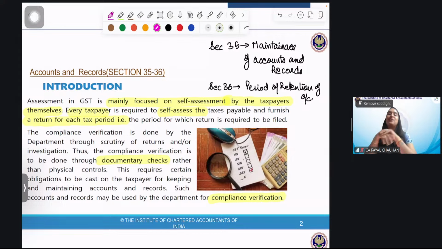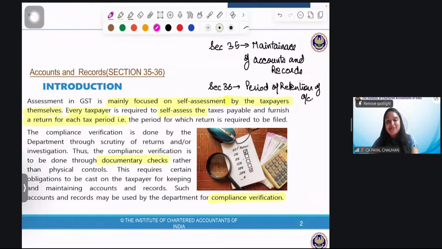Perfect. My next question is, maintenance of accounts and records comes under compliance mechanism. True. Now question. The compliance mechanism is on the tax department. True, false? It is on the registered person. It is not on the tax department. They'll check our accounts and records.